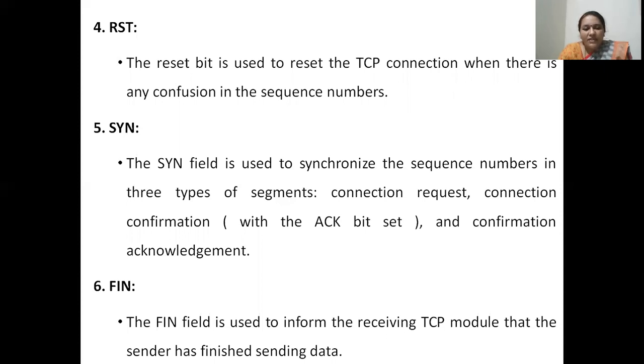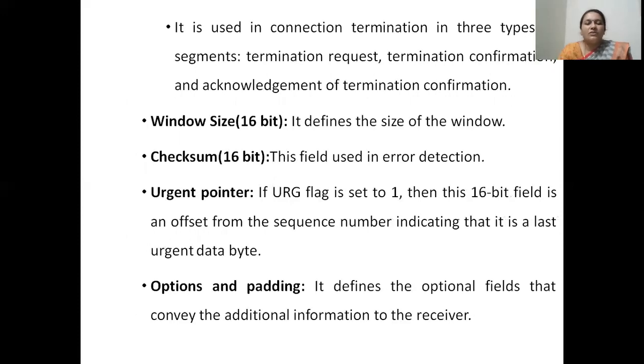The last type of flag is the FIN flag. FIN flag informs the receiving TCP module that the sender has finished sending the data. So this FIN field is used whenever connection termination happens. For connection termination, 3 types of segments are sent: termination request, termination confirmation, and acknowledgement of termination confirmation. When these 3 types of segments are sent, the FIN field in those particular segments will be set to 1.